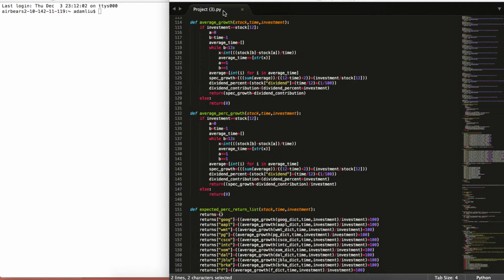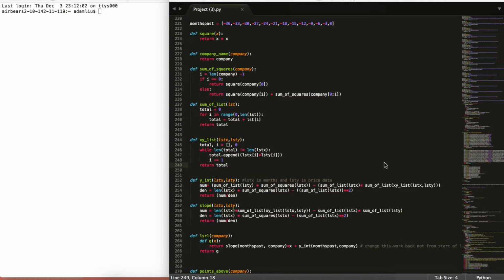Our first algorithm was average growth, which takes in stock, time, and investment. It uses the time that the user inputted to average and provide a speculative growth for the stock over a period of time. It returns how much money in terms of investment the user is expected to get after the period of investment.